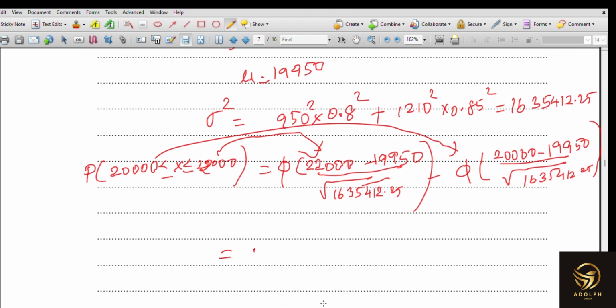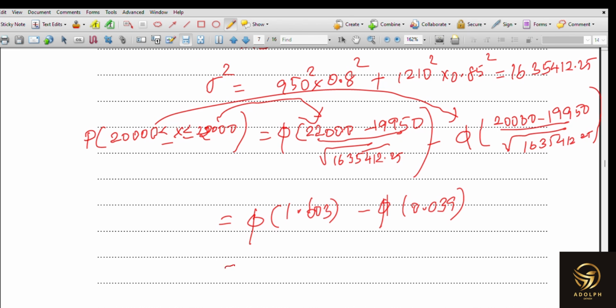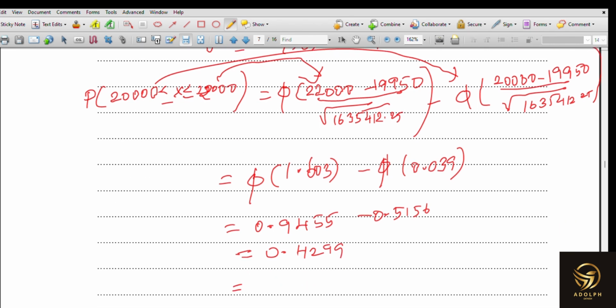So the calculated value of this I'm getting as 1.603 minus P of 0.039. So the respective probabilities are 0.9455 minus 0.5156. When I'm subtracting, I'm getting the answer as 0.4299. But I will have to give the answer to 3 significant figures. So it is going to be 0.430, because that answer is 3 significant figures, right?